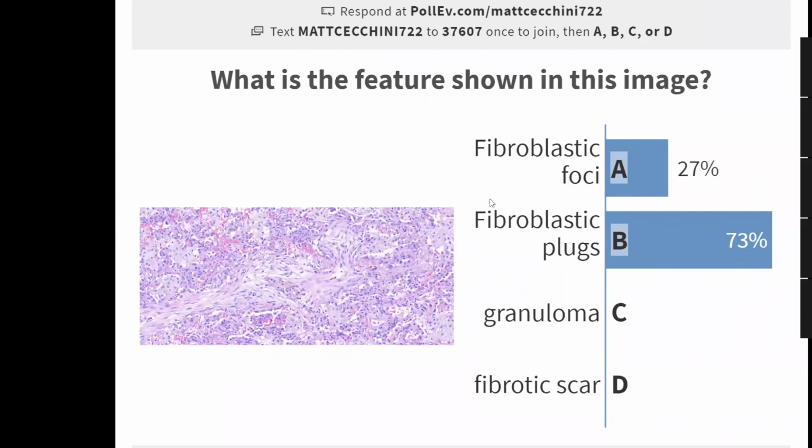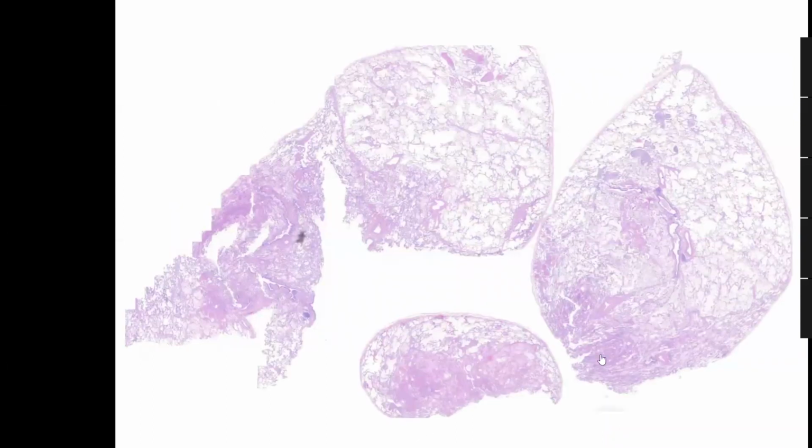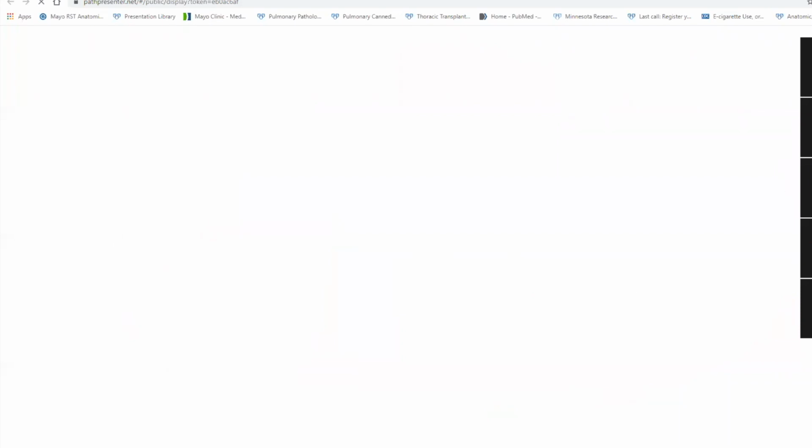So the best term for these are fibroblastic plugs. And you can remember that because you have this proliferation of fibroblasts that are essentially plugging up these air spaces. So that's a good thing and a good teaching point for this case. So let's move on to our next case here. We have another surgical wedge resection.